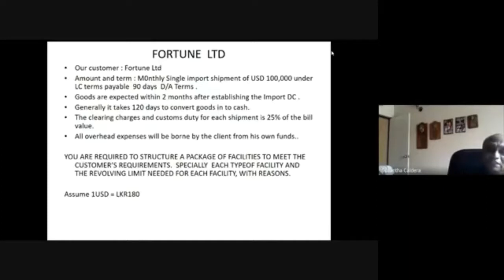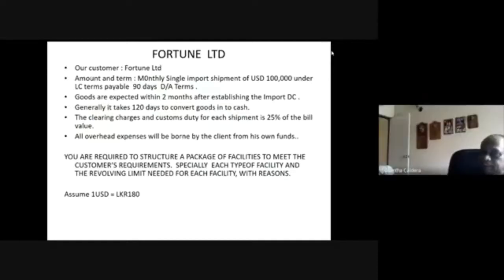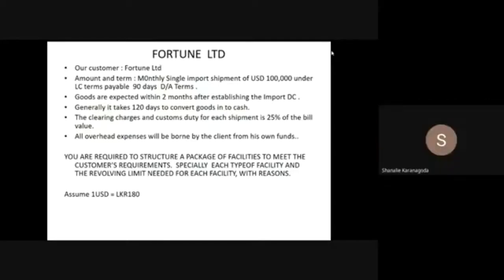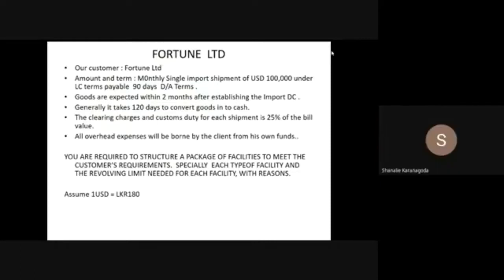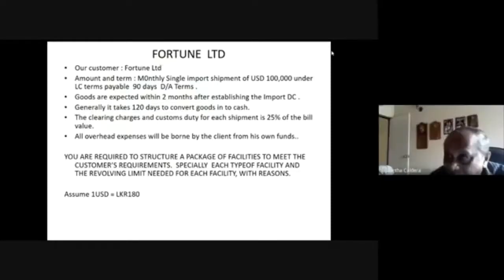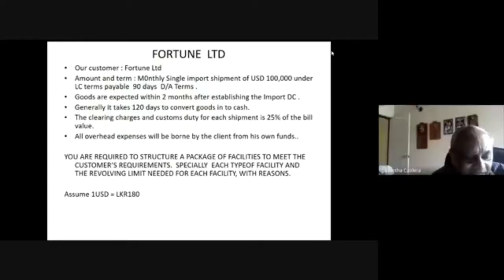What sort of facility will it give? STL. Any other answers? Overdraft. Can I have your name? Janali is correct.